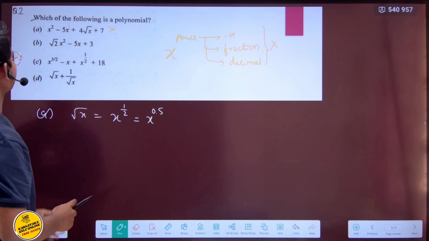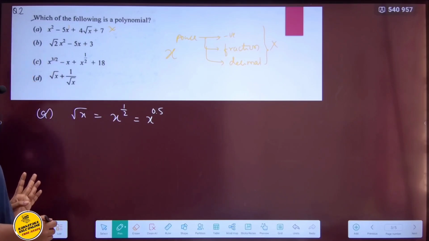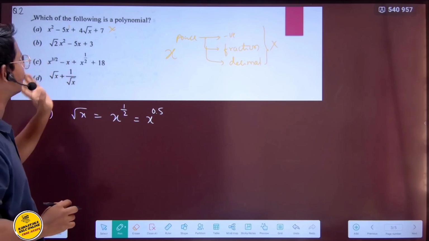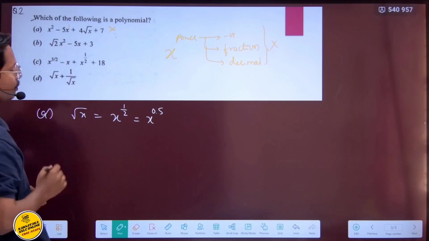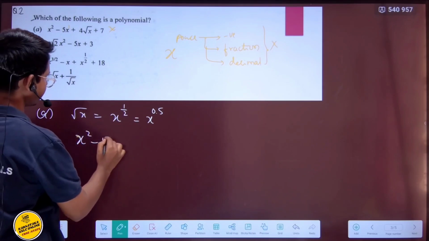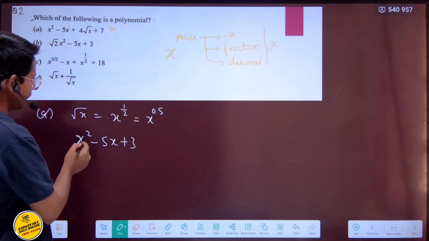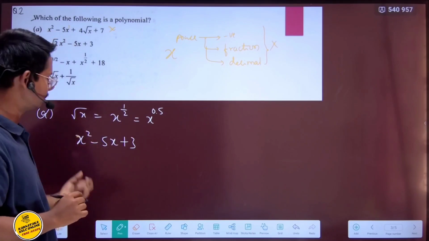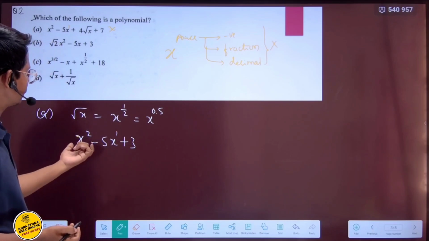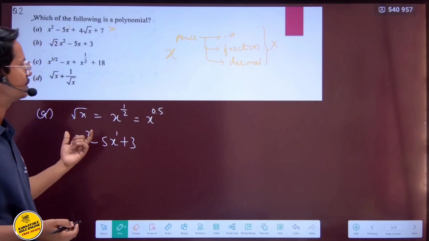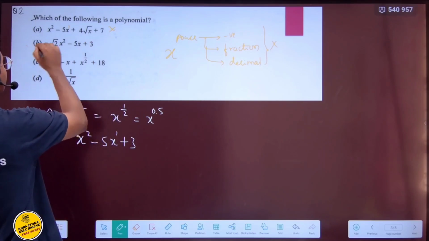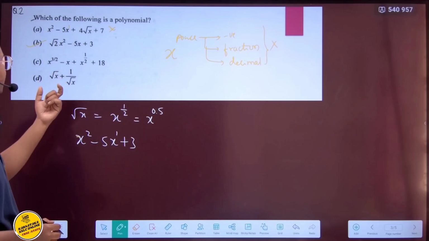Second one, root 2 x square minus 5x plus 3. Here we have a root for the number, not for the variable. So we have an integer power only for x. We have x square minus 5x plus 3. Here the power of x is an integer, 2, and here the power of x is 1, again an integer. So if such powers are considered to be polynomial, your correct option is option B.